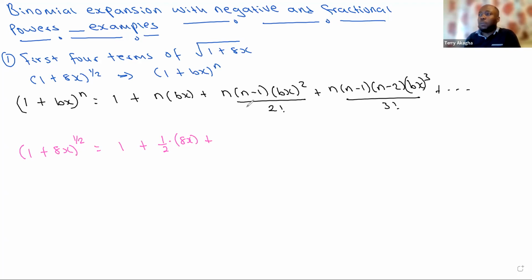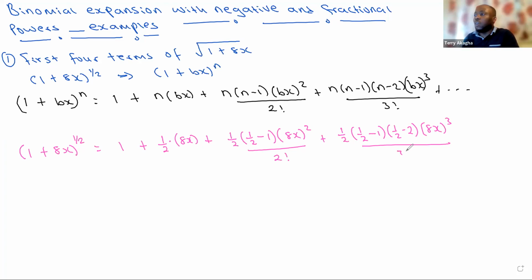Plus, we're looking for the first 4 terms, so this is the second term. The next one is going to be n. What's our n? Our n is half, so 1 over 2 times (1 over 2 minus 1). Our bx is 8x raised to the power 2 divided by 2 factorial, plus 1 over 2, (1 over 2 minus 1), (1 over 2 minus 2), times 8x raised to the power 3 divided by 3 factorial. We have to stop here because we're told they need only the first 4 terms. So you now open the bracket.